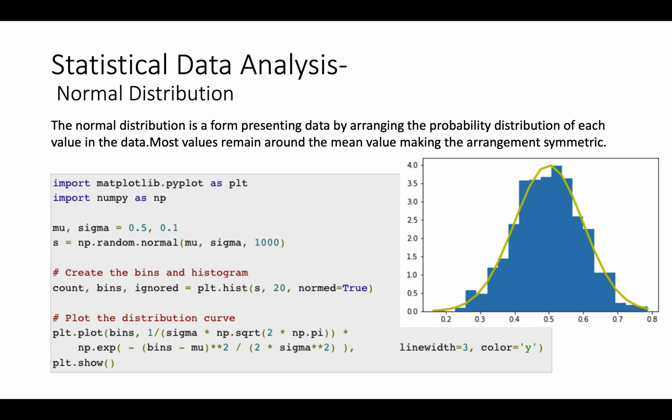Normal distribution. The normal distribution represents the data arranged properly, the distribution of each value in the data, where most values cluster around the mean value. We can use a function in the NumPy library to mathematically calculate the values for the normal distribution. The histogram is created over which we plot the distribution curve. So here is the Python code, and here is the output result. If you want to try, set up the normal distribution set.